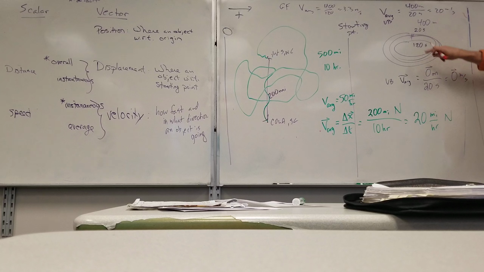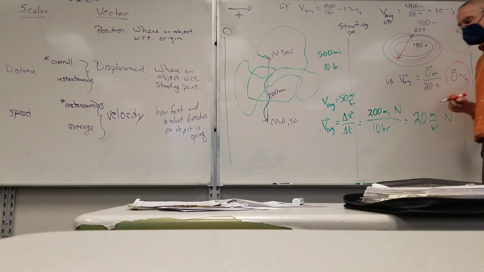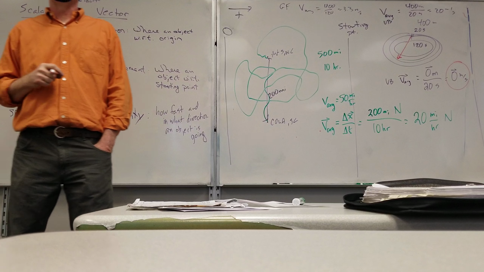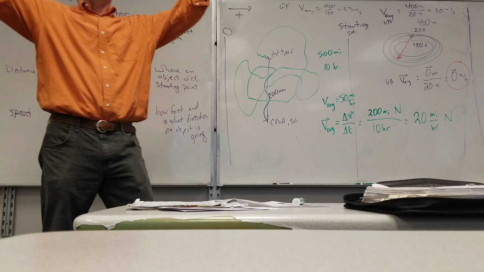Bolt finishes, his average velocity is 0 meters per second. Now where am I at that point? I'm here. My displacement is not 0. Therefore, my average velocity is not 0. The magnitude of my average velocity is bigger than Usain Bolt's. I'm faster than Usain Bolt. I think that's the way that works.